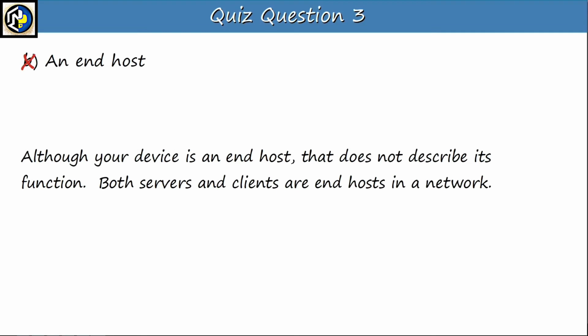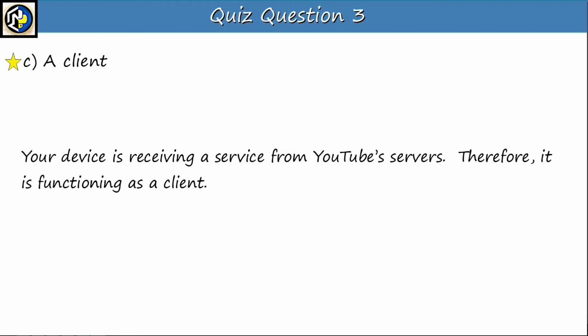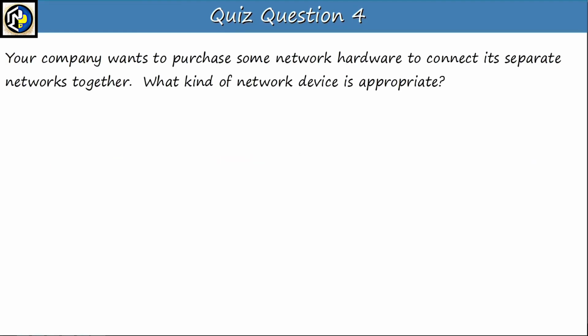Although your device is an end host, that does not describe its function. Both servers and clients are end hosts in a network. So B, an end host, is incorrect. Your device is receiving a service from YouTube servers. Therefore, it is functioning as a client. So C, a client, is the correct answer. Let's go to the next question.